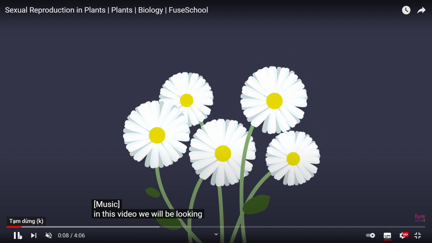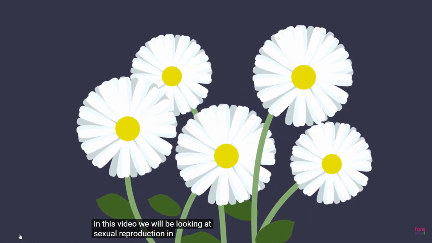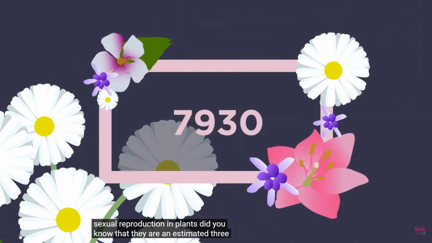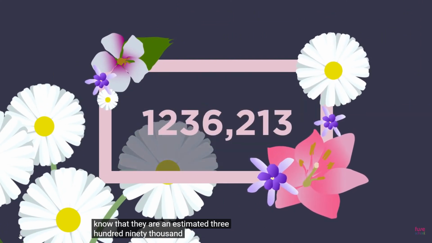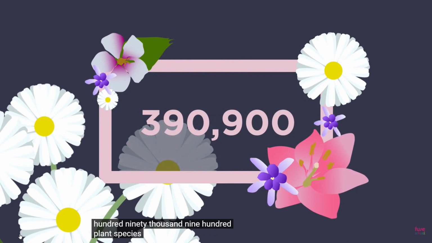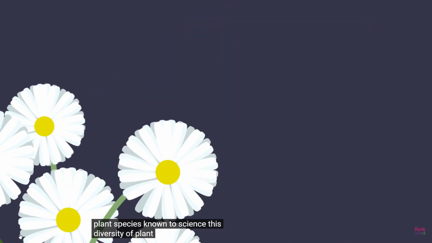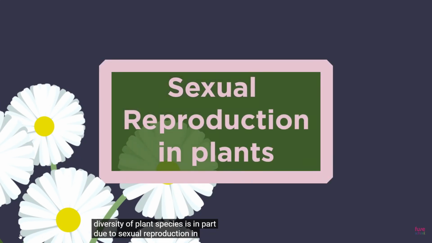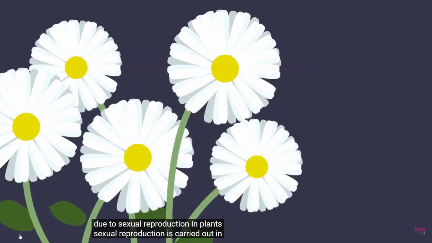In this video, we will be looking at sexual reproduction in plants. Did you know that there are an estimated 390,000 native plant species known to science? The diversity of plant species is in part due to sexual reproduction. In plants, sexual reproduction is carried out in flowers.